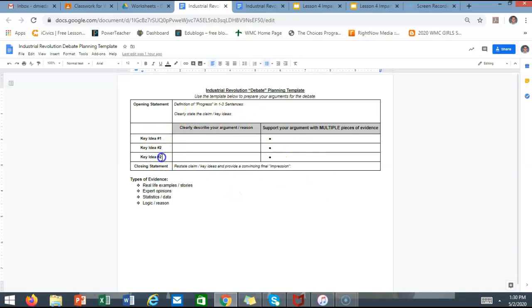Then you've got 3 key ideas. Here you're just stating what the overall argument is. Yes, because it made money. Yes, because it did this. Yes, because of that. And then here you're supporting these reasons and key ideas with multiple types of evidence, so there should be at least 2 bullet points here, if not more. So make sure you have at least 2 per key idea.